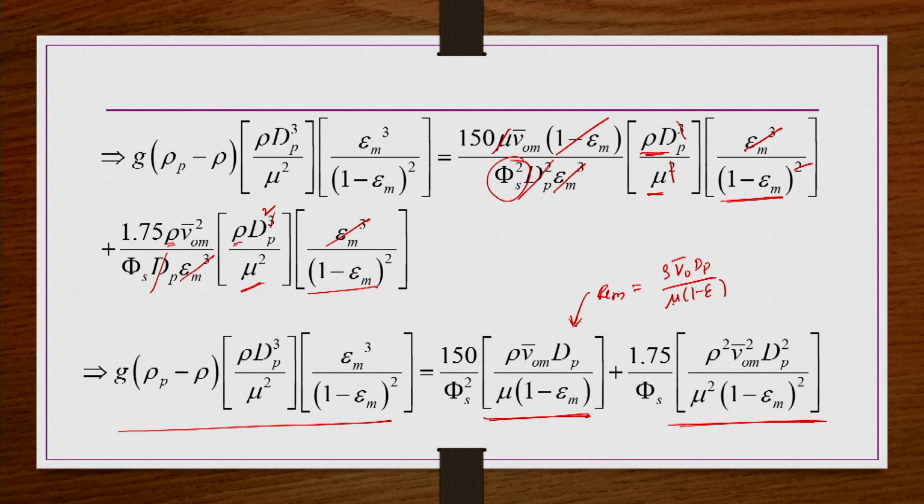So, since we are doing this at the minimum fluidization condition, this epsilon should be replaced by epsilon m, and then V0 bar should be replaced by the minimum fluidization velocity. So, that is the reason I am calling it REM, or the Reynolds number at minimum fluidization conditions. Okay. So, left hand side is equal to 150 REM plus 1.75 REM square for spherical particles, that is what we get here.